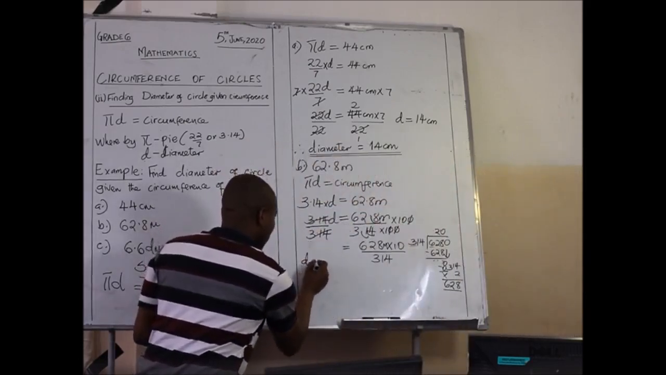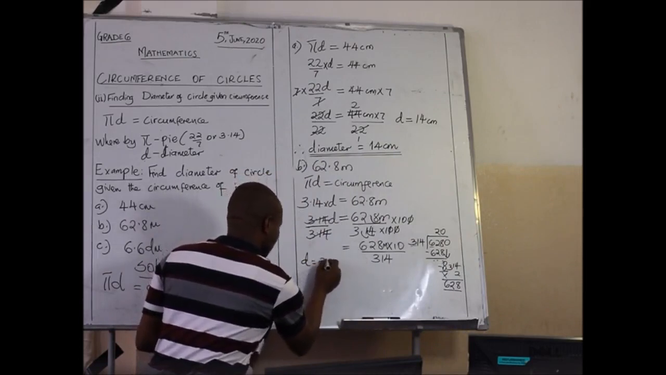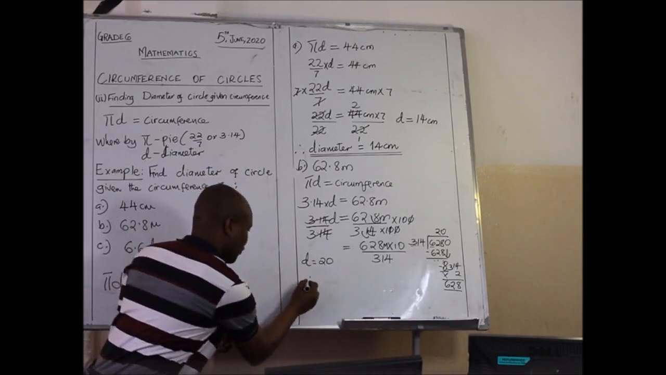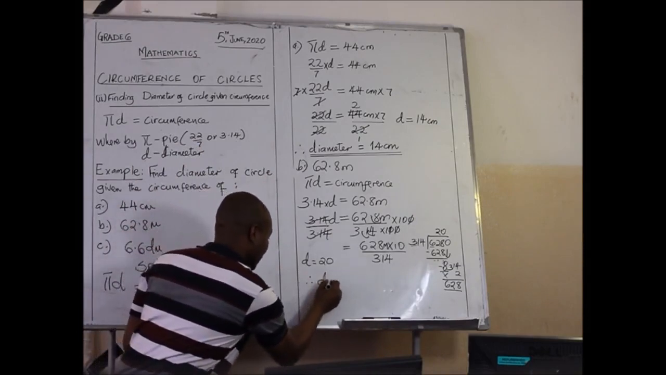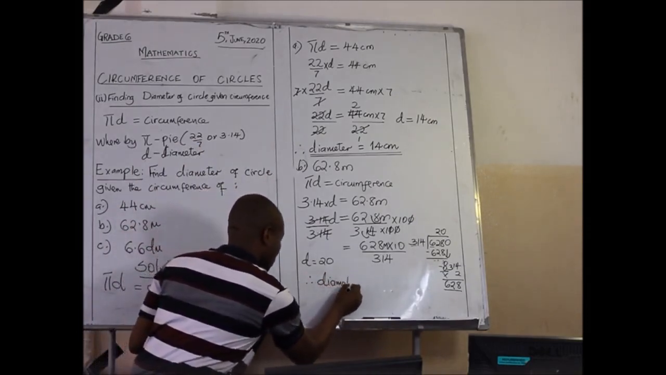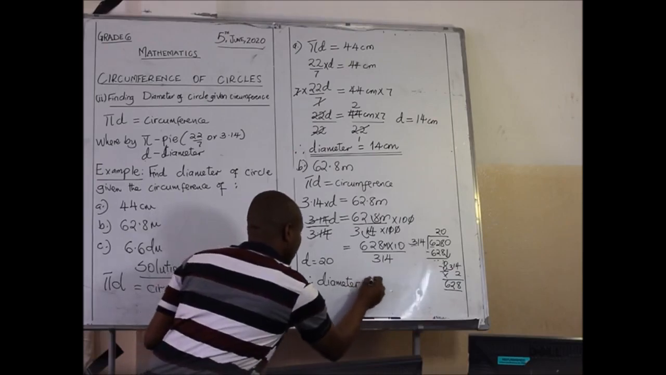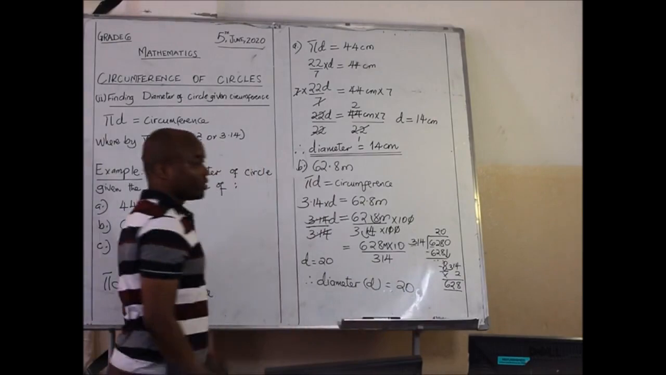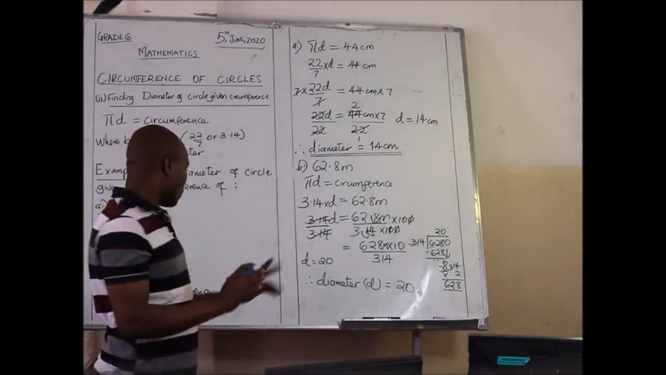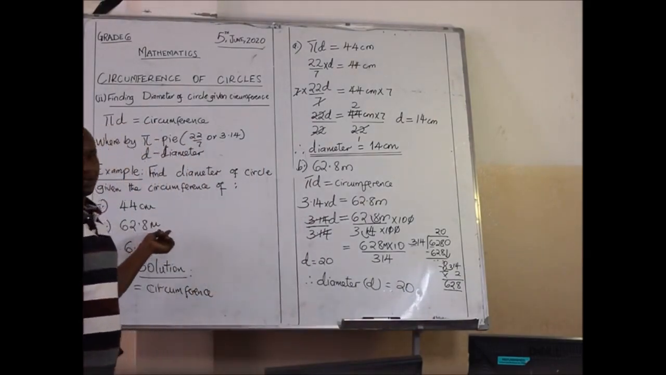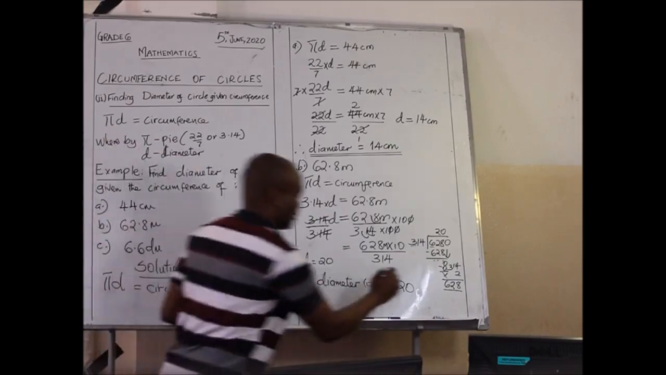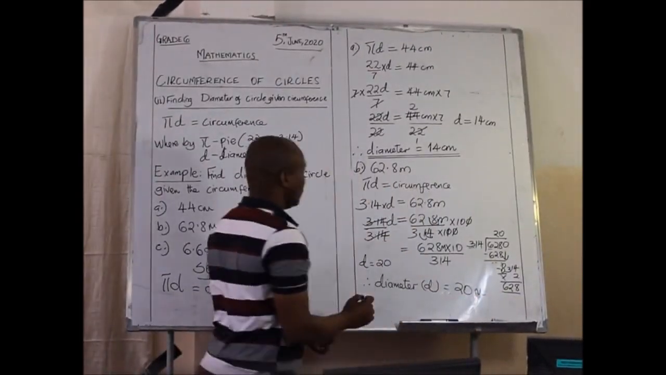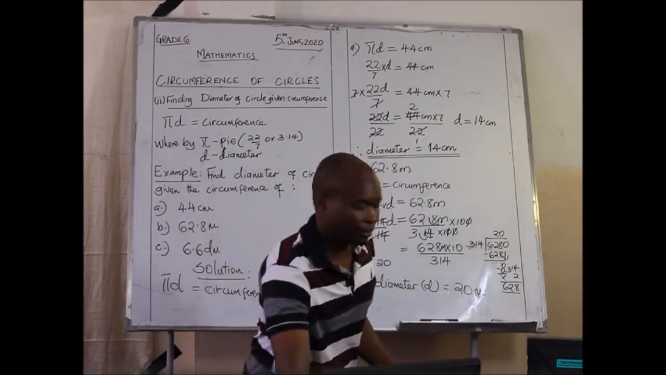D equals, there we got 20. We can now say that diameter D equals 20. Before you write any units, confirm from the question. The units were meters. So right here, meters. Thereafter, we'll underline your answer.